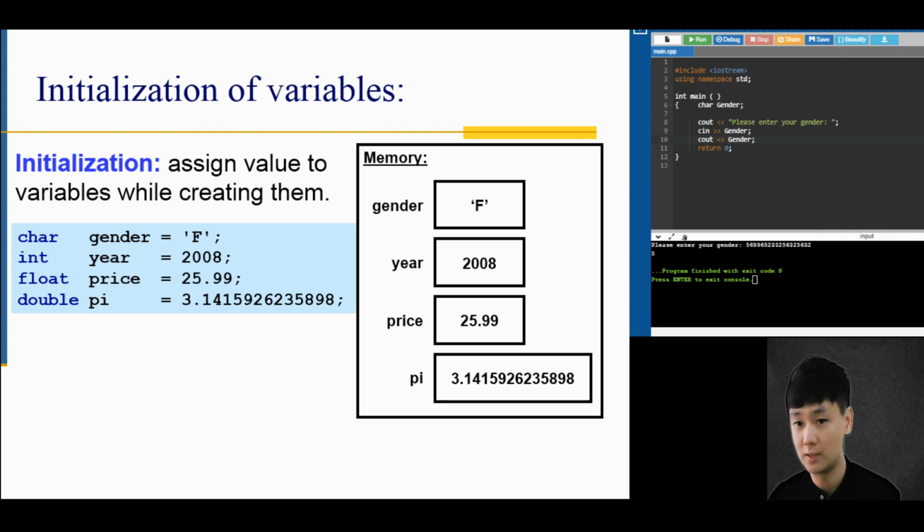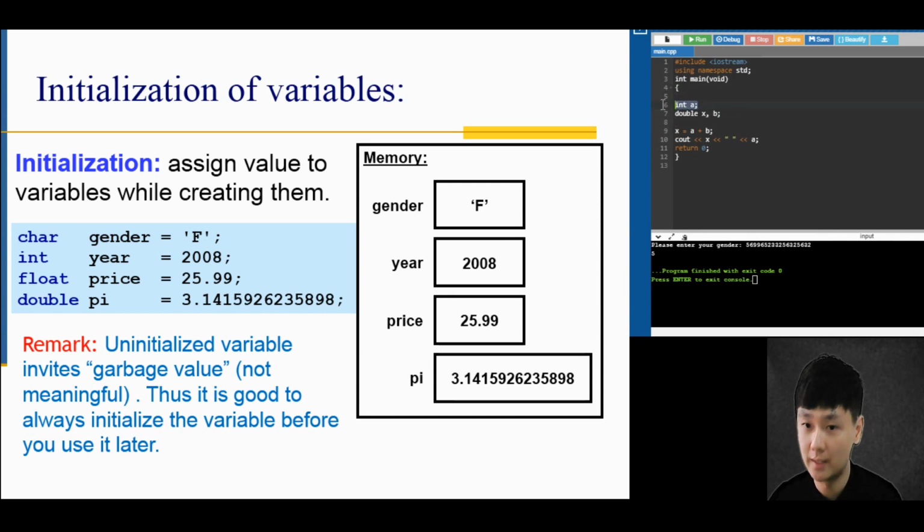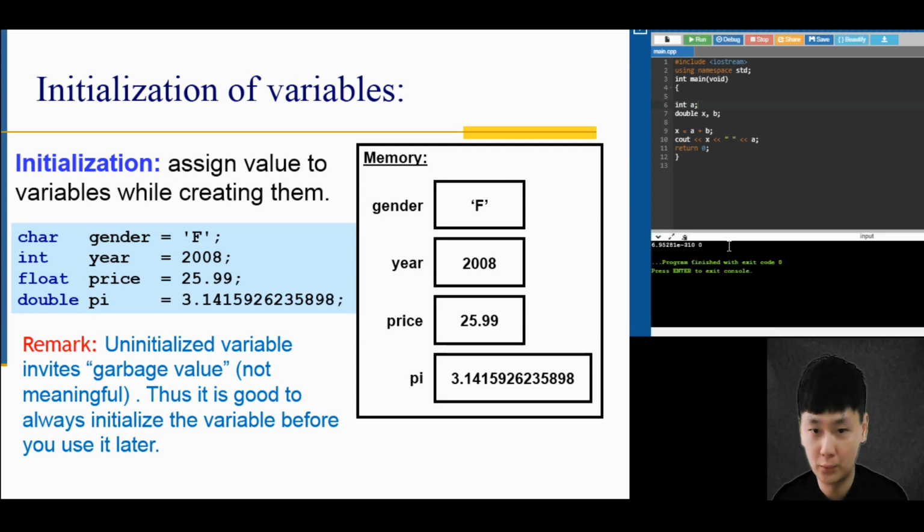Remark here: uninitialized variables will contain a garbage value, which is not meaningful. So what is garbage value? I will show you an example here. I have code with integer a, and double x and b. I forgot to initialize the values of a, x and b, so I straight away run the program. See, it produces a result, but this is a wrong result. It's a garbage value.